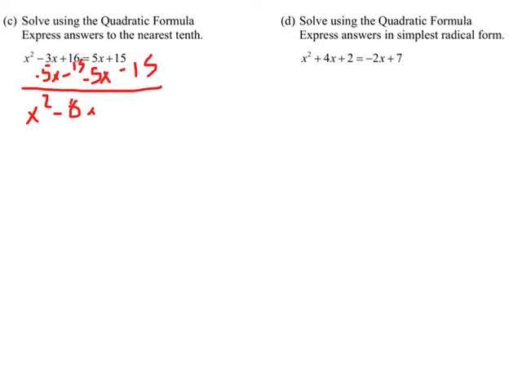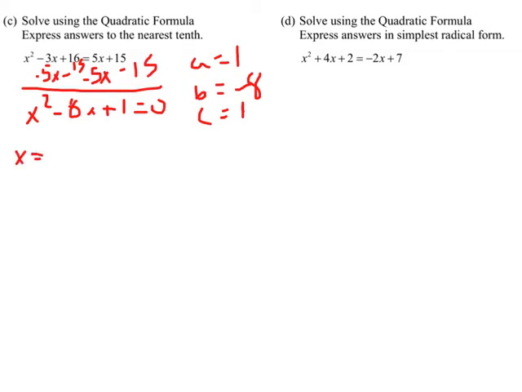and the opposite, plus 1 equals 0. Therefore, my A is 1, my B is negative 8, and my C is equal to 1. Even if they hadn't told us to do it this way, we would say, hey, there are no factors of 1 that add up to 8. It's not going to happen. So, using the quadratic formula, here we go.